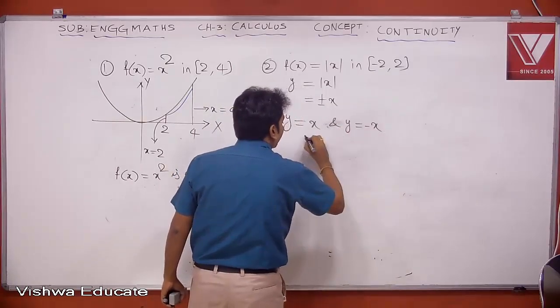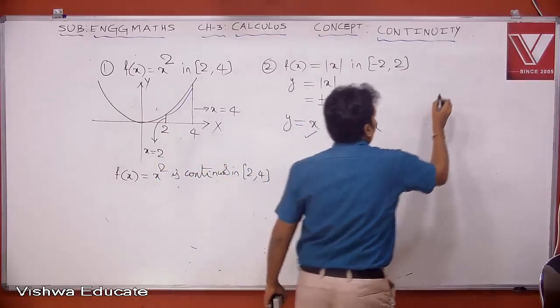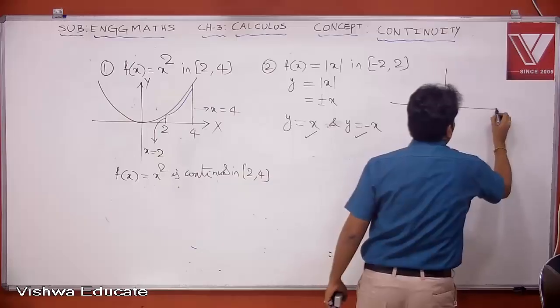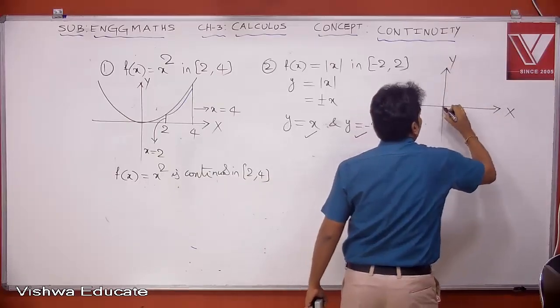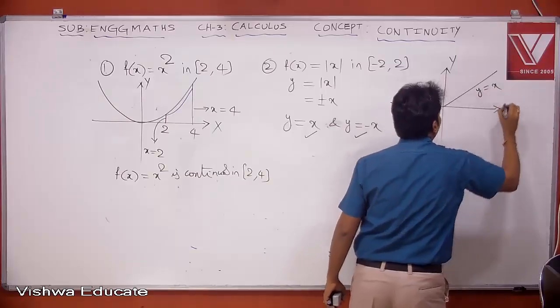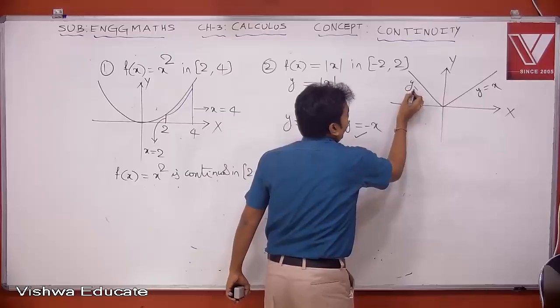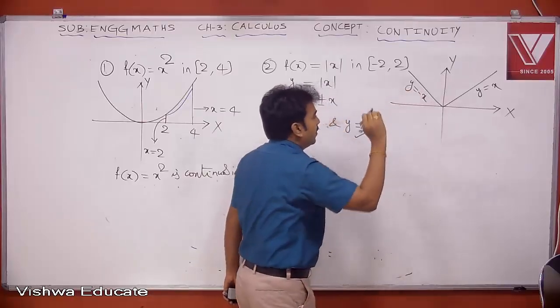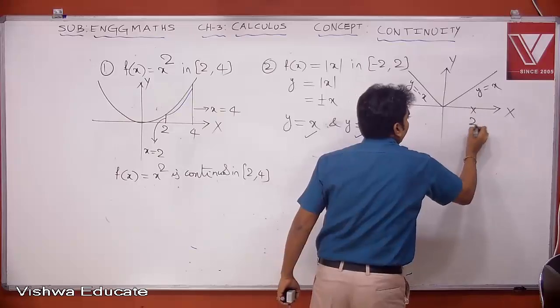Now let us draw the graphs of y equals x and y equals minus x. The graph of y equals x is a straight line passing through the origin. This is the x-axis, y-axis. So this is y equals x, a straight line passing through the origin. Now let us take y equals minus x. This is the line y equals minus x. Say for example this is minus 2 and this is plus 2.